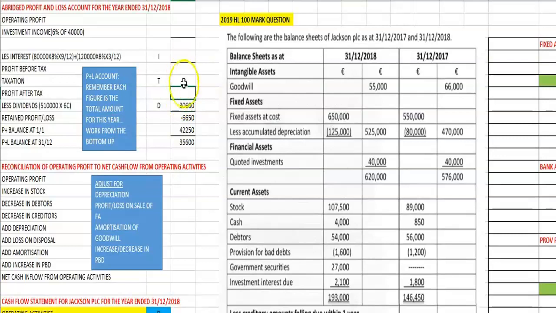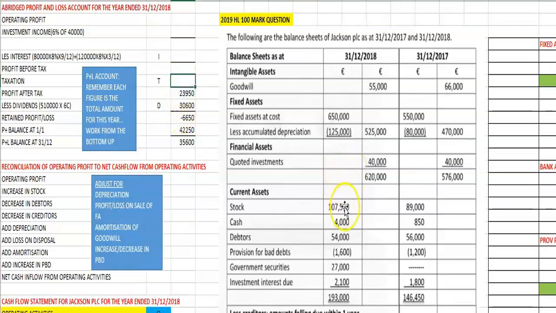So now we move back up through the abridged profit and loss account and we try to figure out what our profit after tax is. Well, if we take our profit after tax and deduct our dividends, that gives us our profit or loss. So when we're working backwards, we're going to take our loss, which is minus 6,650, and add on the dividends, which is 30,600, and that'll bring us back up here to our profit after tax.